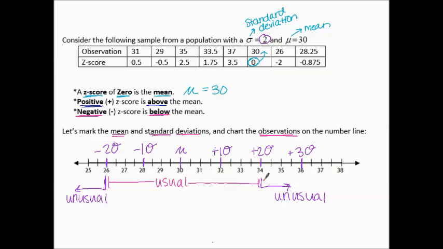Okay, and let's chart our points. So I have 31, 29, 35, 33.5, 37, 30, and 26, and 28.25. So we can see all of our data points plotted out on our chart there.